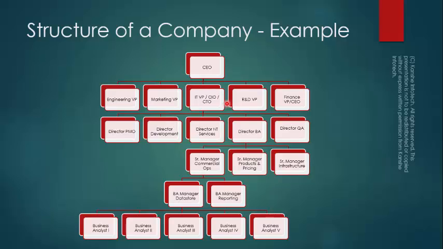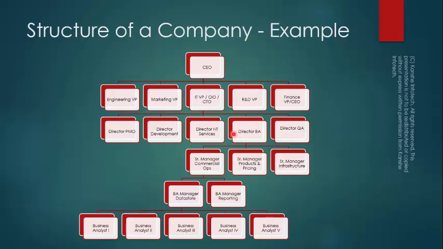All right. Now, what we have done in this example is we have only broken down one of the VPs, the CIO, the IT one, because that is our concern right now. So under the IT VP, we may have several other people reporting to the IT VP. For example, the director of PMO, which is project management, the director of development, director of network services, director of business analysis, director of quality assurance. Okay.